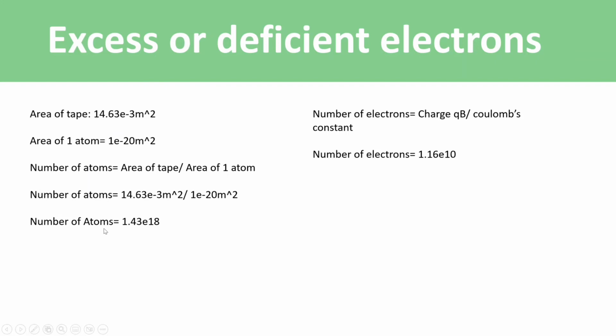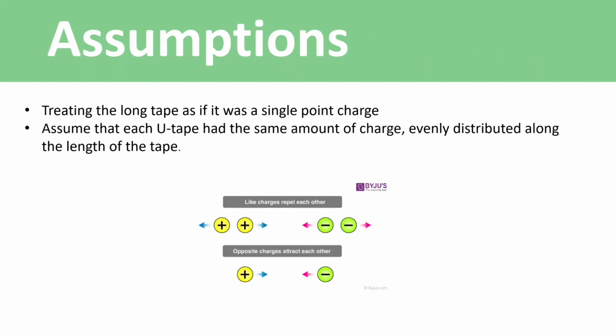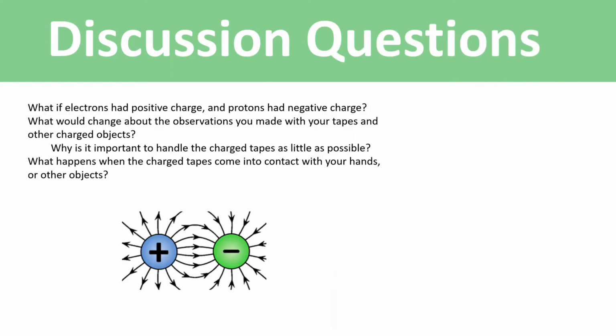Then to calculate the area of the tape, you can see the calculations. We found that the number of atoms of the tape was 1.43 times 10 to the 18. We just divided the area of the tape by the area of one atom, and we also found the number of electrons to be 1.16 times 10 to the 10th power. The two main assumptions that were made here were that the tapes were treated as point charges. Obviously they're not, but we treated them as if they were, and we assumed that the tape had the same charge everywhere, evenly distributed along the length of the tape.